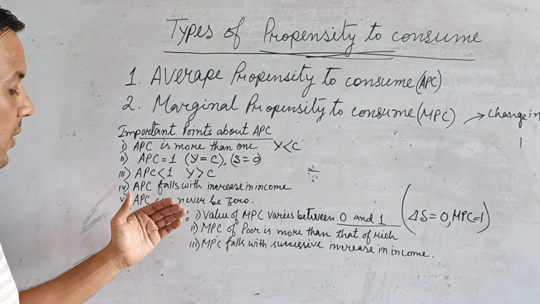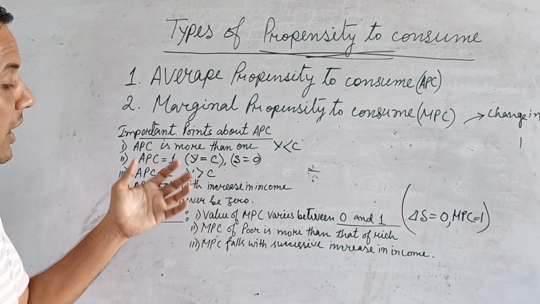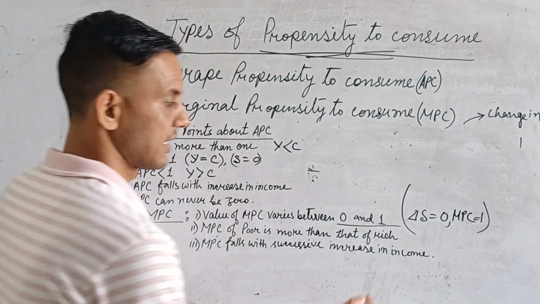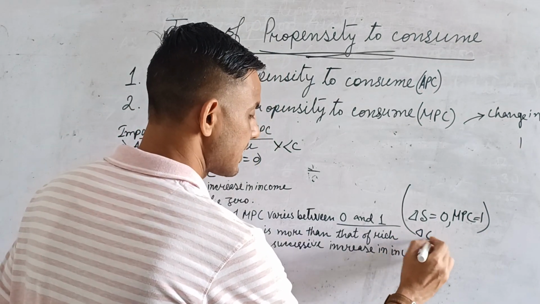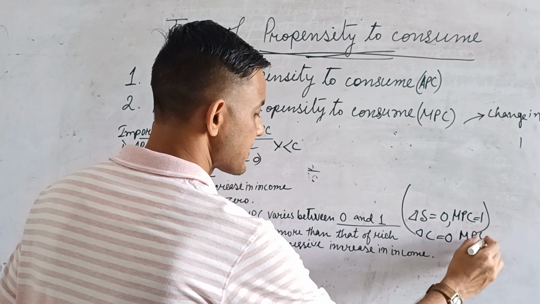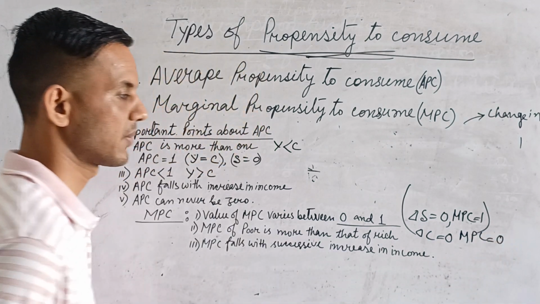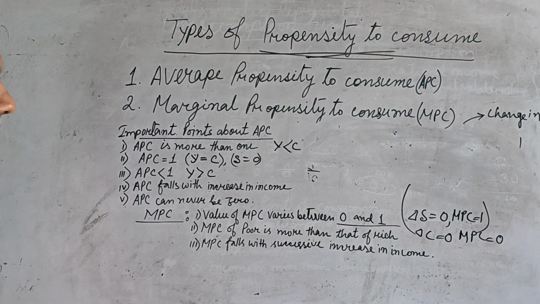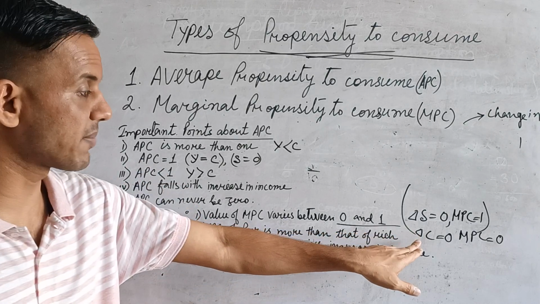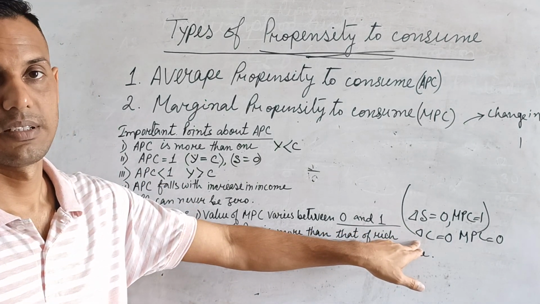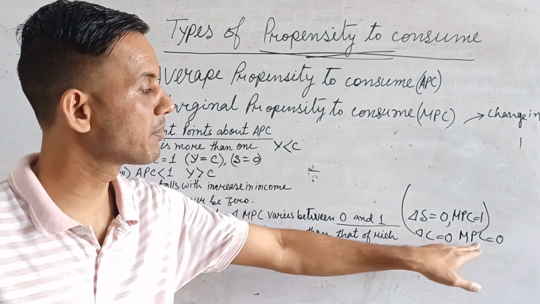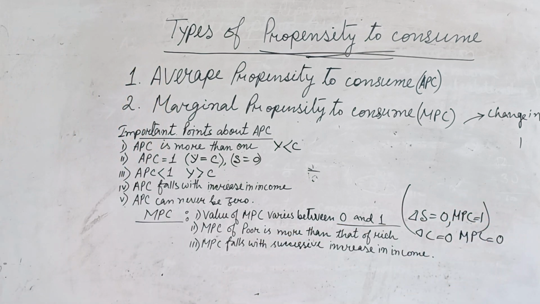And the opposite: when the entire additional income is saved, then delta C is equal to 0 and MPC is equal to 0. Clear? When the entire additional income is saved, then delta C is equal to 0 and MPC is also 0.